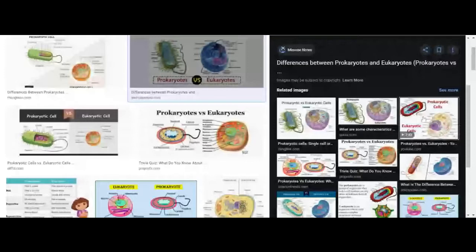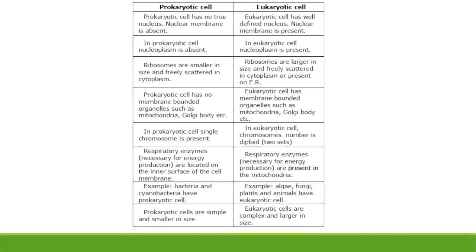Okay, students. So number 1 point is prokaryotic cells have no true nucleus. Nuclear membrane is absent. The eukaryotic cells have the well-defined nucleus. Nuclear membrane is present. Number second point is in prokaryotic cells, nucleoplasm is absent. Here the nucleoplasm is present. Ribosomes are smaller in size. Ribosomes are larger in size.